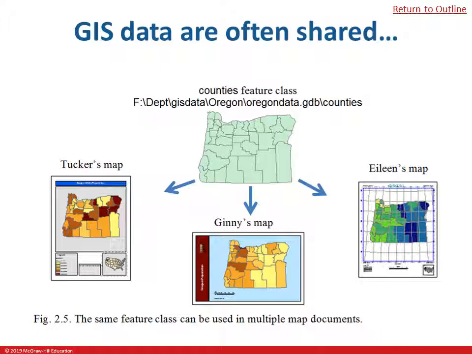Now, GIS data are often shared. And here's an example. We're going to talk here about the difference between a feature and a layer file. Here we have a feature class of counties for Oregon, and we have Tucker and Jenny and Eileen. And they've each made maps of Oregon for one thing or another. And from the exact same data set, you get three very different looking maps. Now, how is that possible?